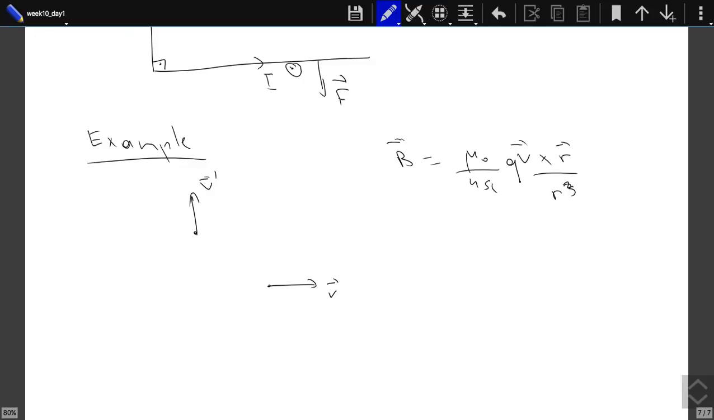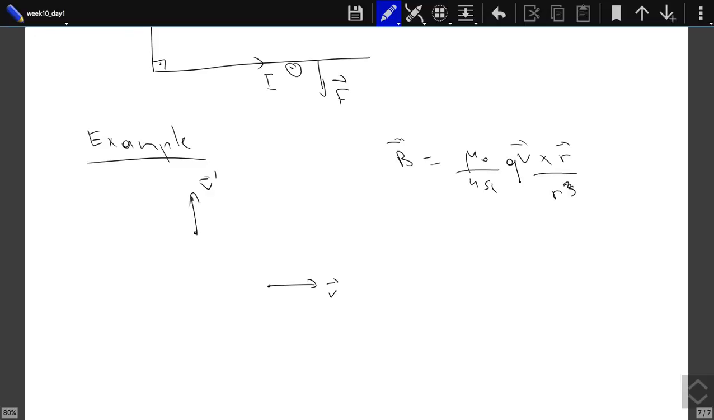We said that this expression is not completely correct. There are corrections to it, but as long as the point charges are moving slowly enough, slow compared to the speed of light, that's a good enough approximation. Now let's come back to this one.